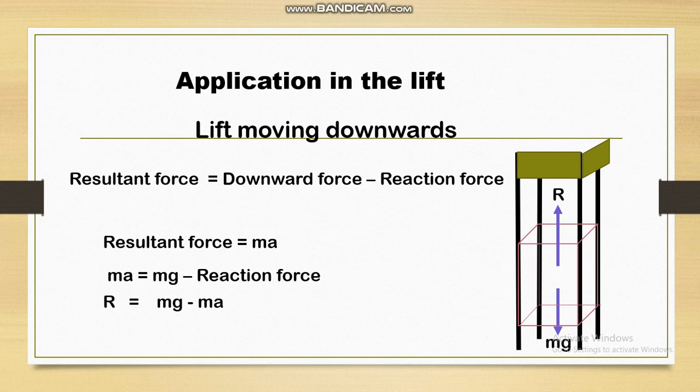When the lift is moving down, the resultant force is equal to the downward force minus the reaction force. The resultant force is ma. So therefore, ma is equal to mg minus the reaction force. So the reaction force is equal to mg minus ma because the object is going down. You can see that.